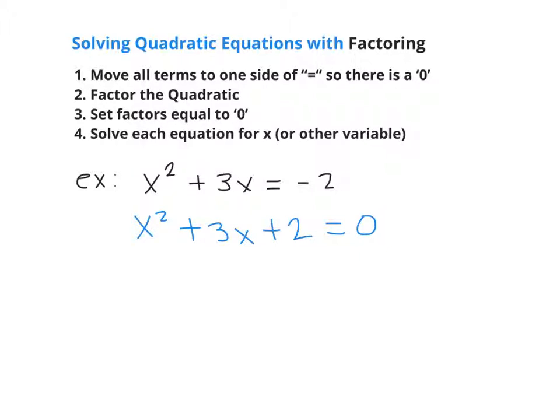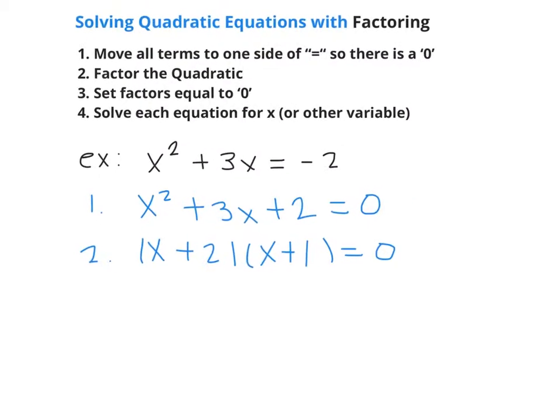Now, step 2 is where we want to factor. We've got a quadratic with leading coefficient of 1. So that means in that first position, we're going to have x and x. And in the second position, we want the two integers that multiply to 2 and add to 3. So that's going to be a plus 2 and plus 1. All right, so that takes care of step 2.